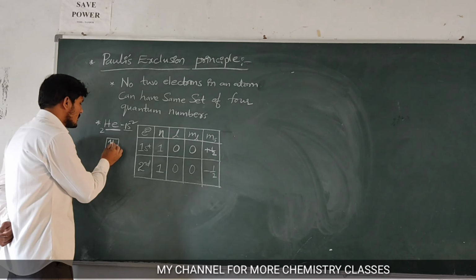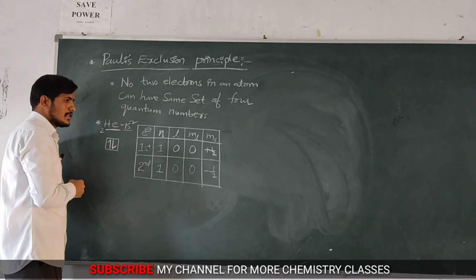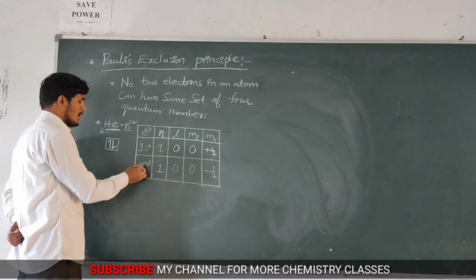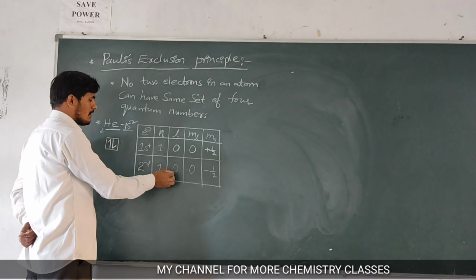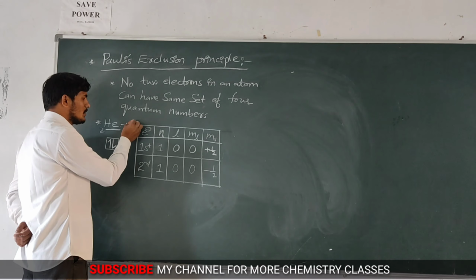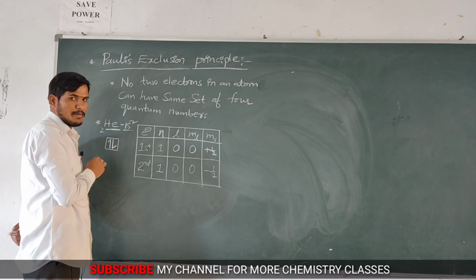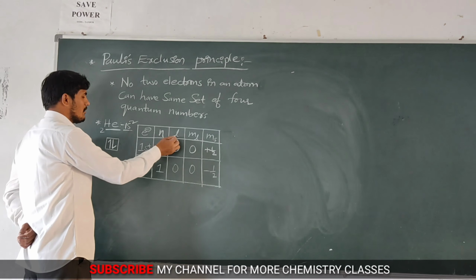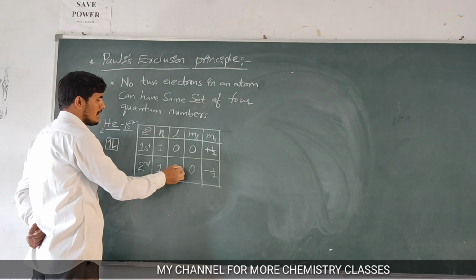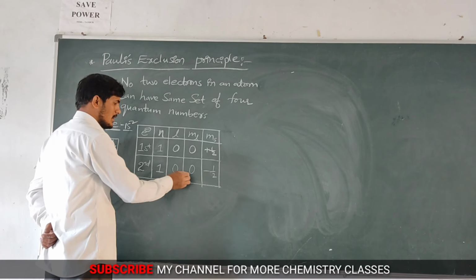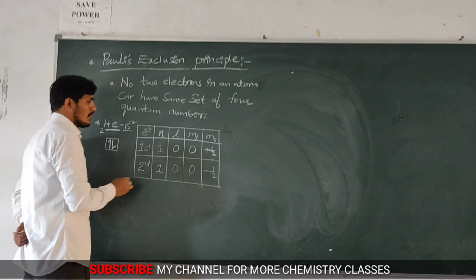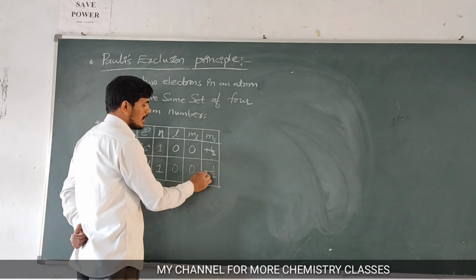Here this is the second electron. Its principal quantum number is also 1. This second electron also enters the same orbital, so its l value is 0. When l is 0, ml is also 0. Its spin quantum number is taken as negative.